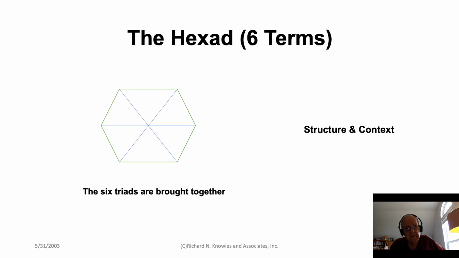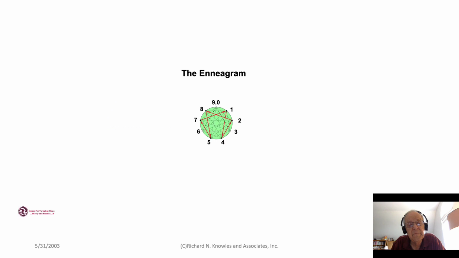The next term is the hexad. It has 6 terms in this one. And you can see it's 6 triads that are brought together to form this pattern. And Bennett called this structure. I just expanded that a little bit. Structure is the internal structure, and context is the structure of the environment in which we're living or working. I just call that structure and context.